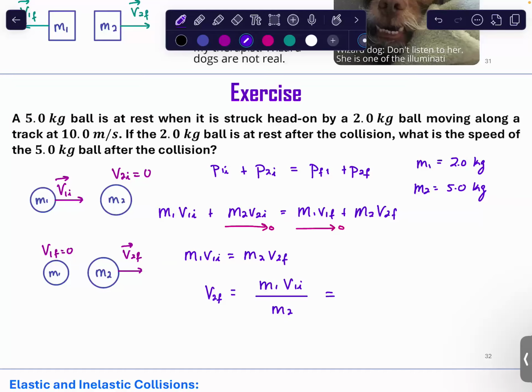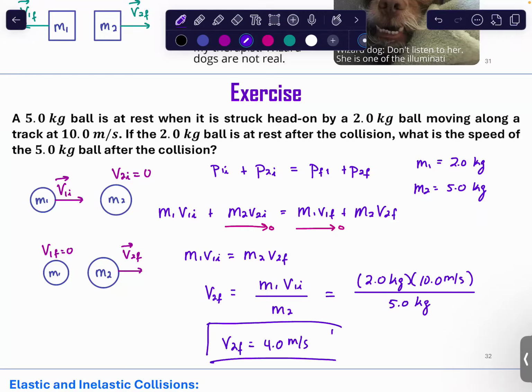And now we can plug in numbers. Okay, and so your V2 final, that's going to be 4 meters per second.